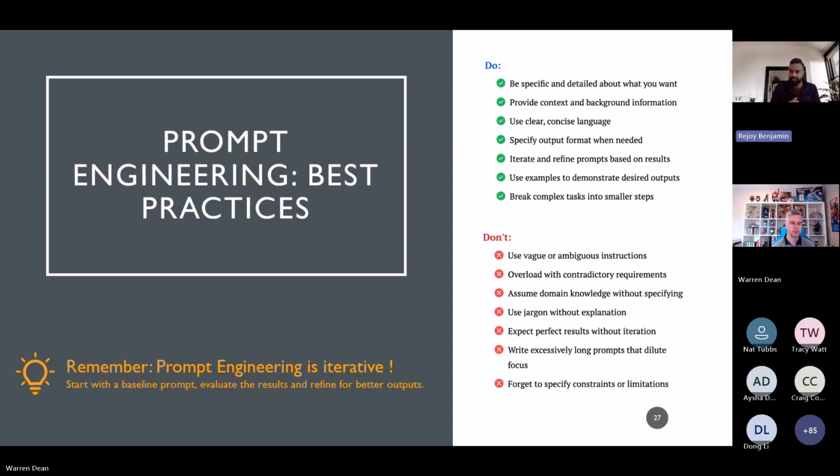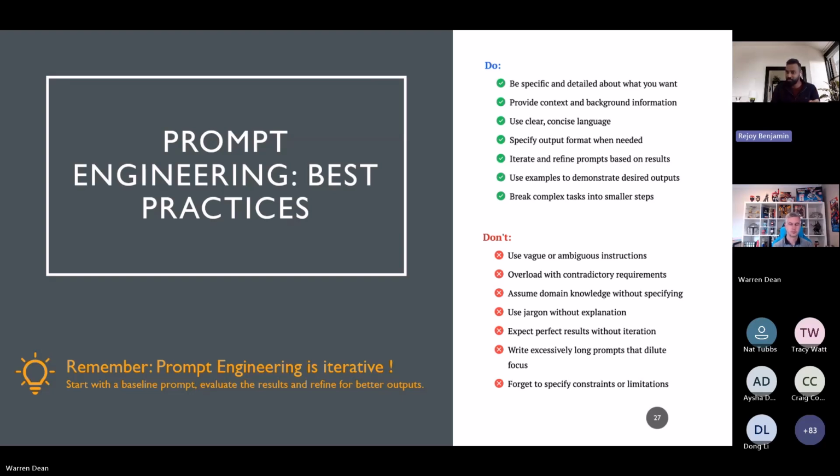So yes, best practices: what you should do and what you shouldn't do. I'm sure from all these examples, one thing is pretty clear: you need to be very specific and detailed in what you want to do. You want to have clear, concise language. You want to know what kind of format you want. You want to break down complex tasks into smaller steps. So those are all the do's.